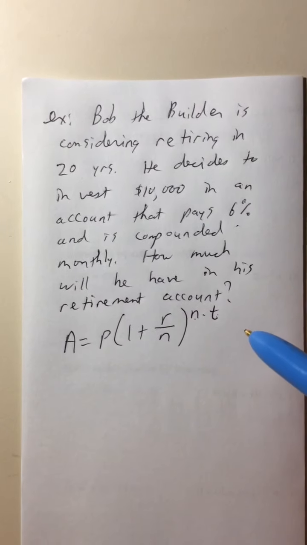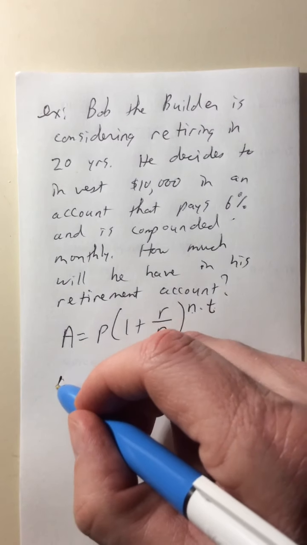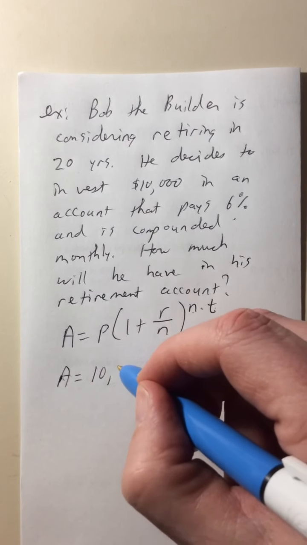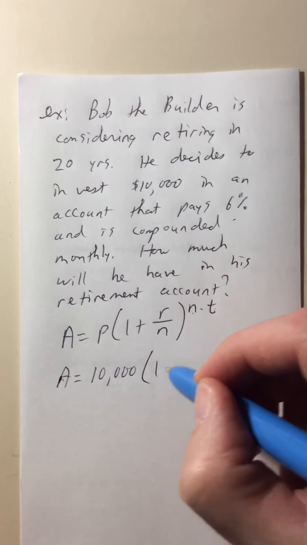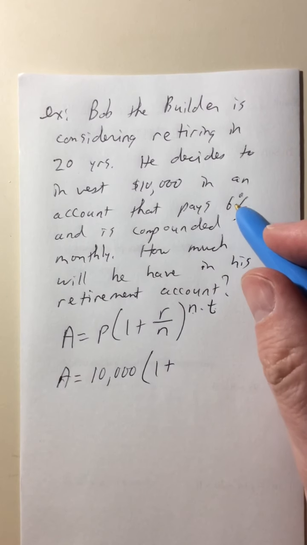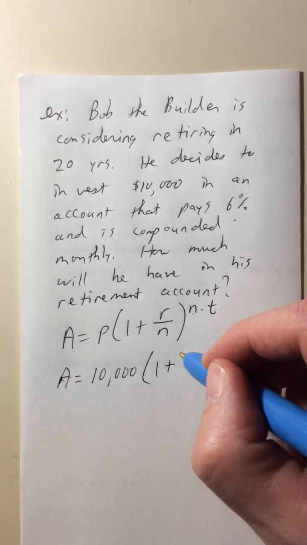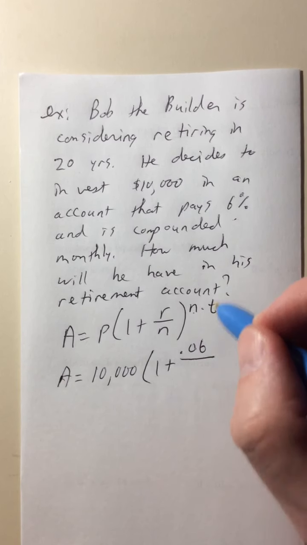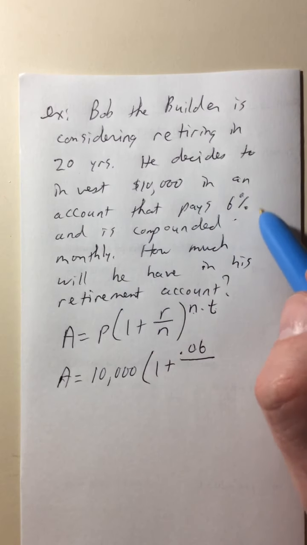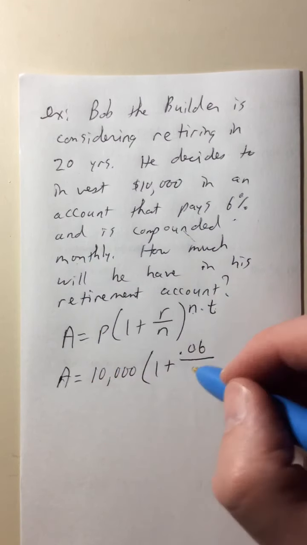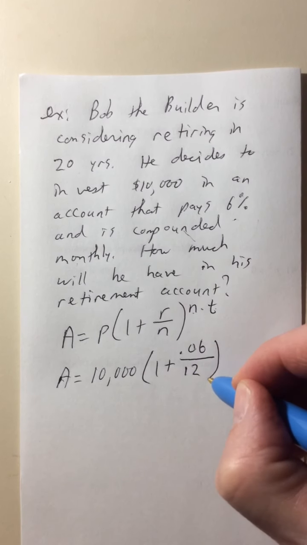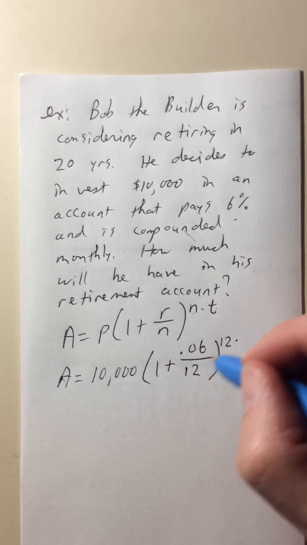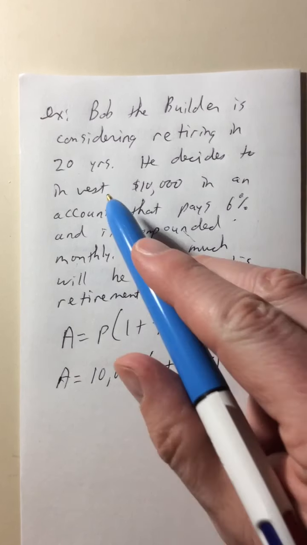Well, easy enough. Plug the numbers in. Calculator does the work. So the amount at the end of the 20 years is going to be 10 G's, right? He's done a good job saving his money. He's a smart guy. 1 plus R, the interest rate is 6%. Whenever we calculate with percents, we always change them into decimals, move the decimal place over twice, 0.06, divided by the number of times it's compounded per year. In this case, it says monthly. There are 12 months in a year. And it's N times T, so N is still 12, right? Those two numbers are the same. And T is time, and that's 20 years.